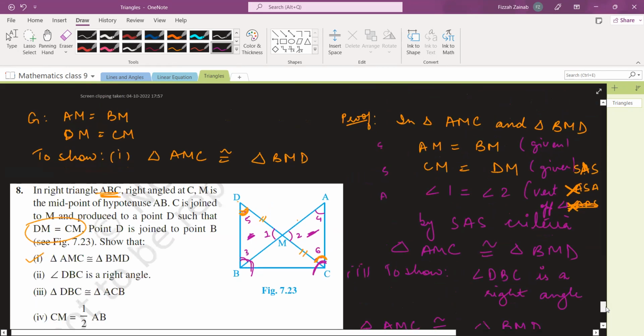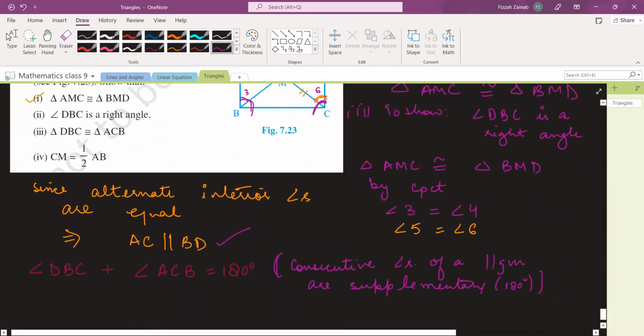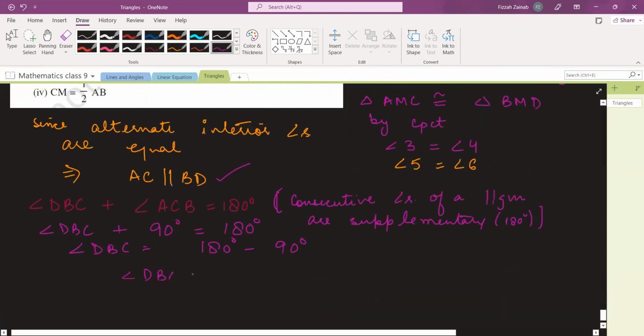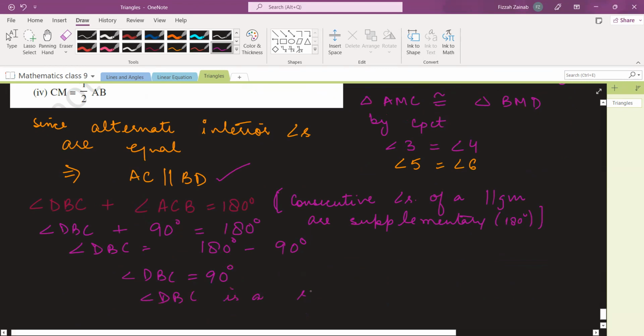Now one angle is already given. Angle C is already given that it is 90 degrees, because in the question it is written that in a right triangle ABC, right angle at C. So angle ACB is 90 degrees. So angle DBC plus 90 degrees is equal to 180 degrees. So angle DBC is 180 degrees minus 90 degrees, which is also equal to 90 degrees. So we have shown that angle DBC is a right angle. So we have proved the second part.